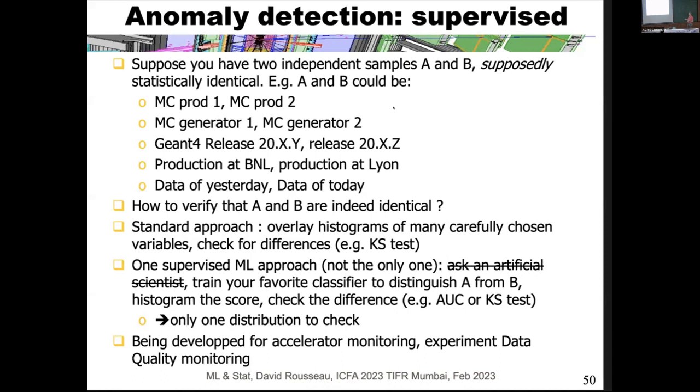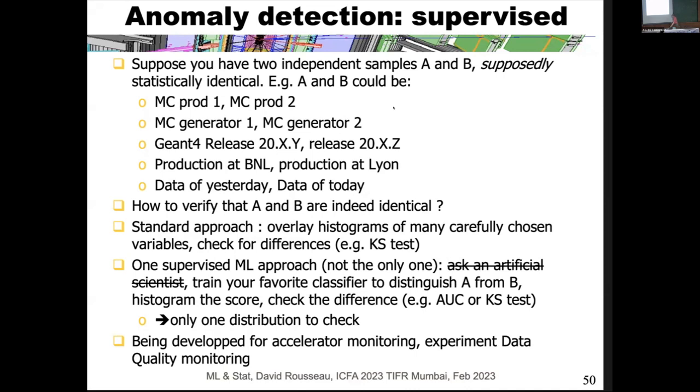And how can you verify A and B are identical? So usually, what everyone is doing is that you do histograms and you compare histograms and you see whether histograms match or not. But there is a different way to do it, like a supervised machine learning approach, which is really to train a classifier to separate A from B. You give it A and B, and you tell the classifier, so BDT, neural network, whatever, please try to find a difference in A and B. And then at the end you have only one distribution to check.